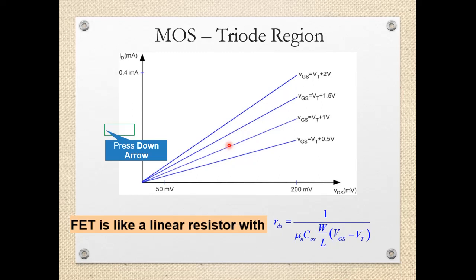So we can see that with increase in voltage, current increases. So all these characteristics are plotted, and this is a linear relationship between the ID and the VDS. So as this VDS voltage is increasing, current ID is also linearly increasing. So this is also called as a triode region for the MOSFET.